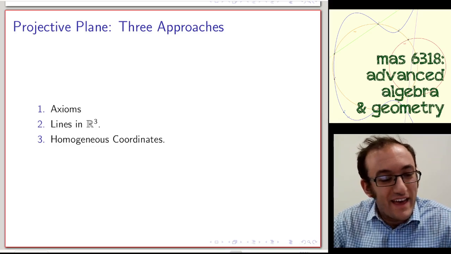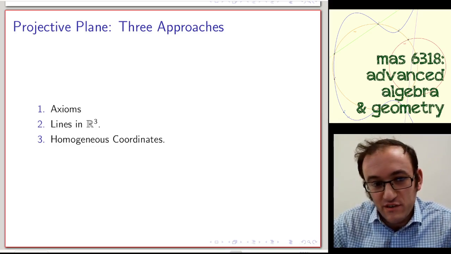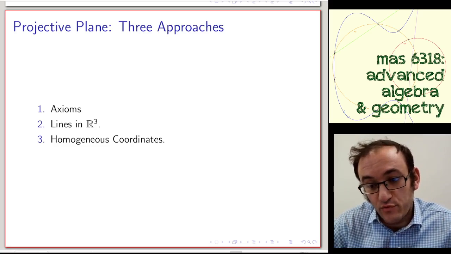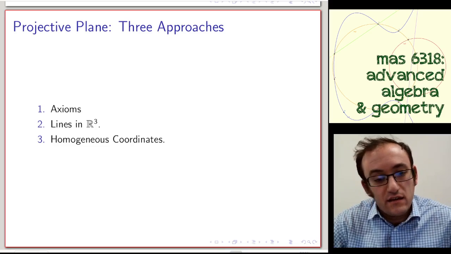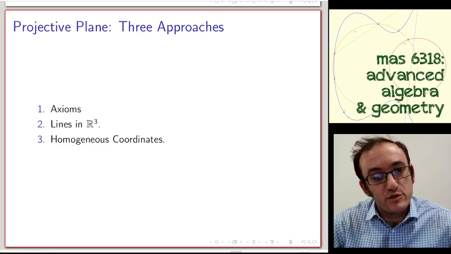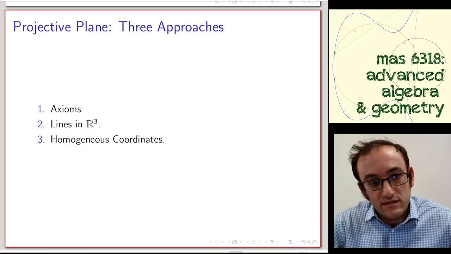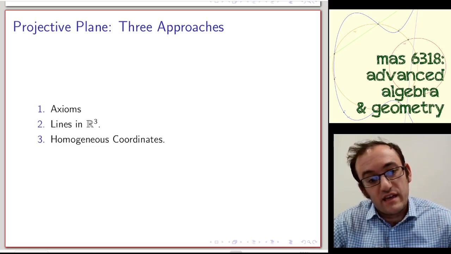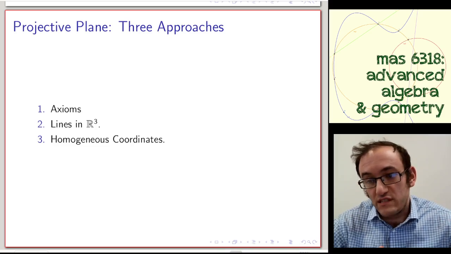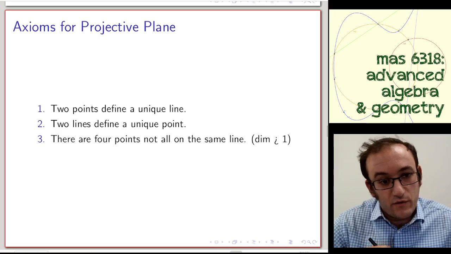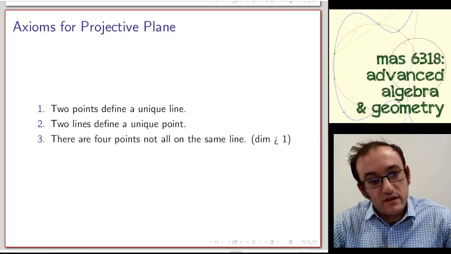So we have three approaches to define a projective plane. The first is through axioms, so rules about points and lines that will establish some of the basic properties of a projective plane. Then we'll take a more geometric approach using lines in Euclidean space. And finally, we'll translate those lines into homogeneous coordinates. Okay, so here are the axioms.